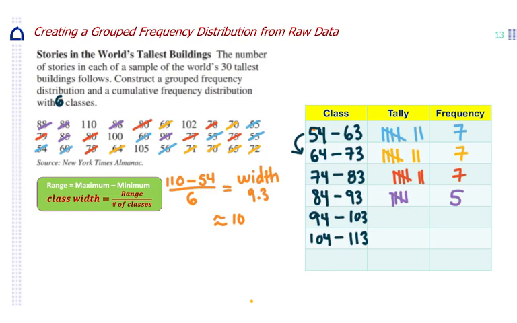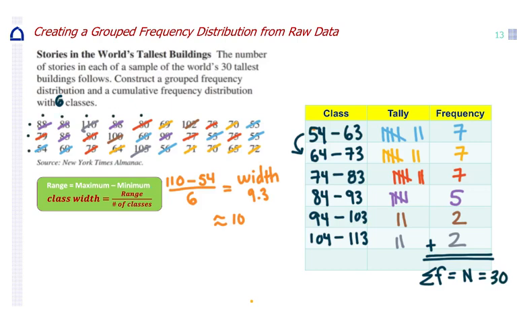Okay, in the 5th row, 94 to 103, I counted just 2 data points, and in the final row, which is 104 to 113, I counted also 2 data points. Now for the moment of truth, make sure I did it accurately. If you add up the frequency column, you should get the total number of raw data points. So when we add all this up, we get 30. Let's see if that's correct. 1, 2, 3 by 1, 2, 3, 4, 5, 6, 7, 8, 9, 10. So that is 30, so we didn't miss anything.